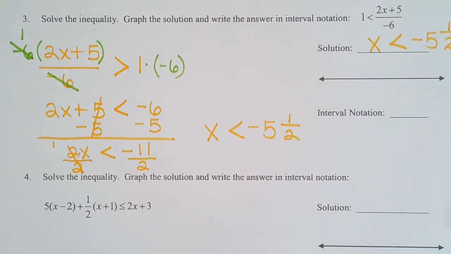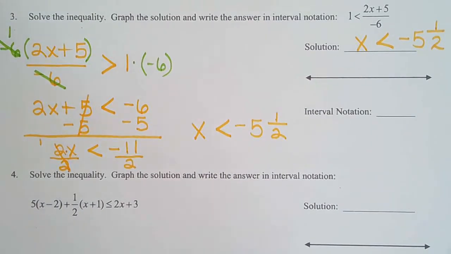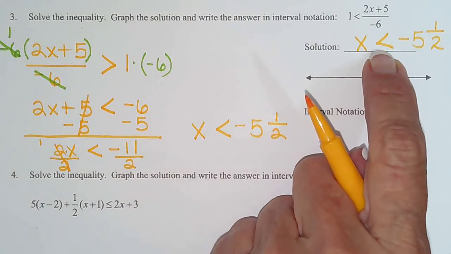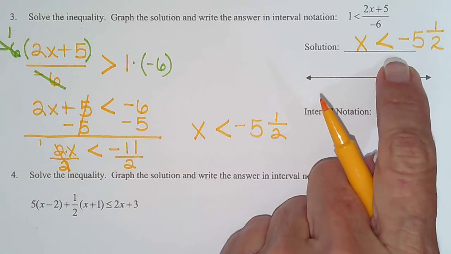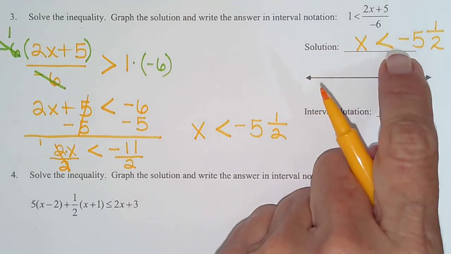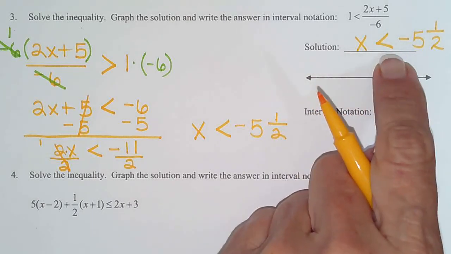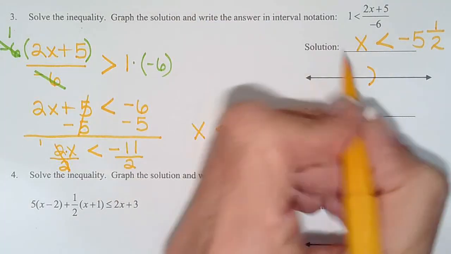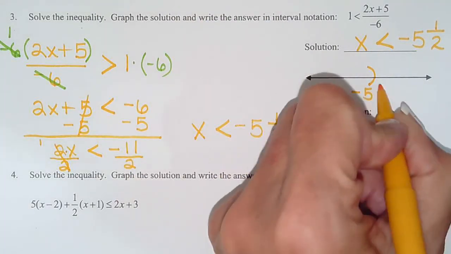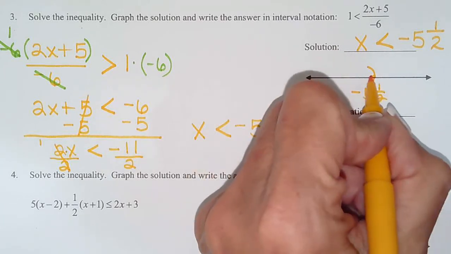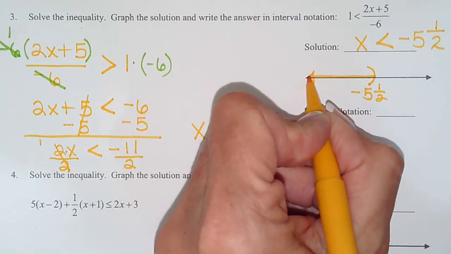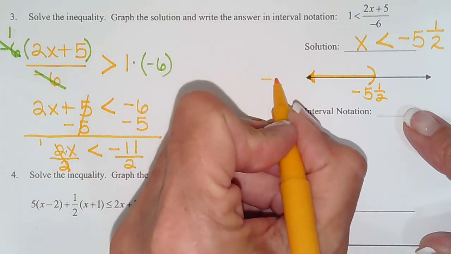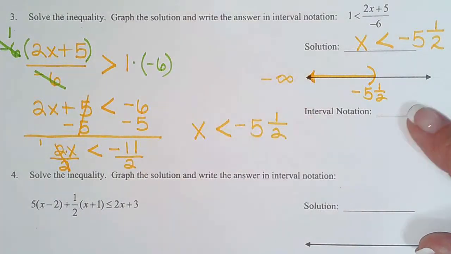So the two things you should be noticing, one, no equal sign. That means we'll be using a parenthesis. Two, the final symbol in the problem is less than, L, less than, shades left. So parenthesis, -5.5, shade left. And don't forget your arrow. And remember, on the left end of the number line is negative infinity.